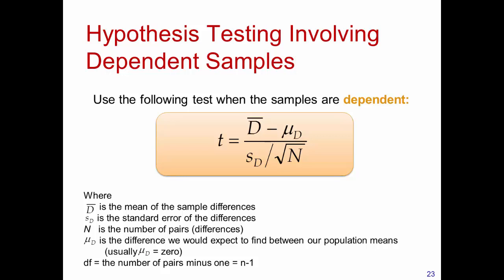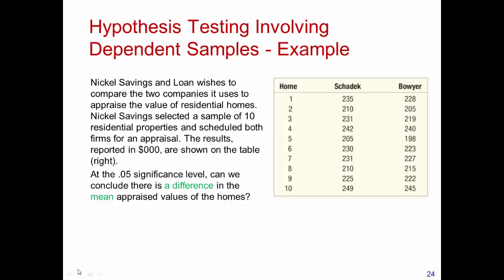And of course, we have an example. Nickel Savings and Loan wishes to compare the two companies it uses to appraise the value of residential homes. Nickel Savings selected a sample of 10 residential properties and scheduled both firms for an appraisal. The results, reported in thousands of dollars, are shown on the table at the right. At the 0.05 level of significance, can we conclude there is a difference in the mean appraised values of the home? And let me go ahead and change that to thousands.